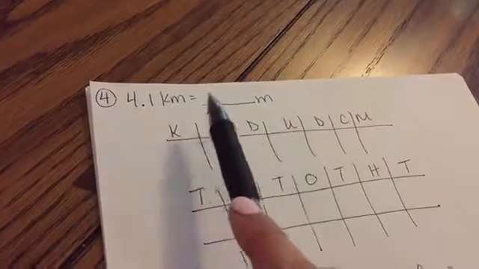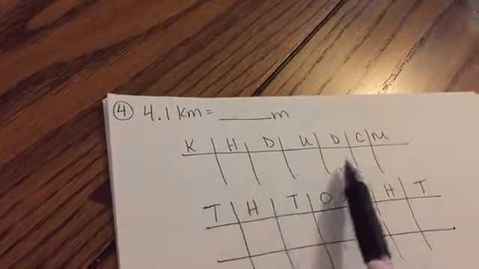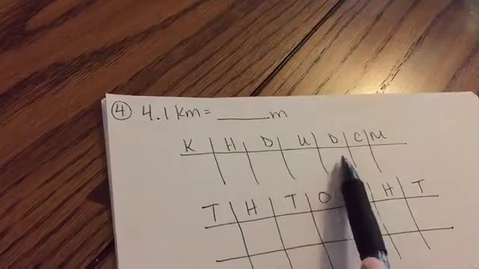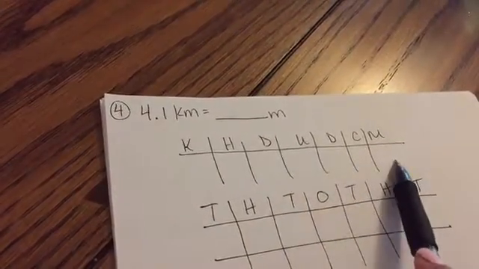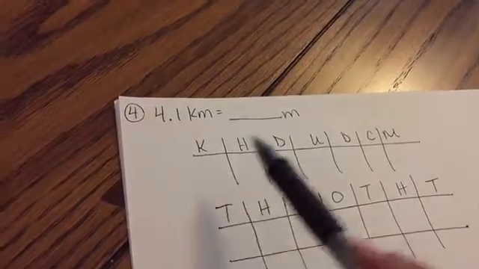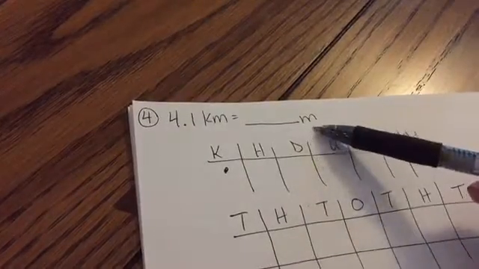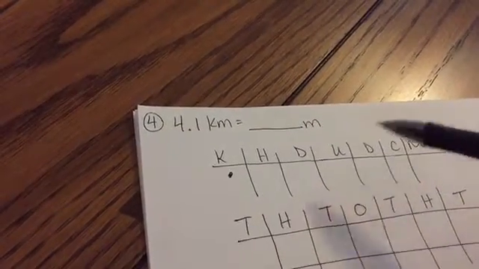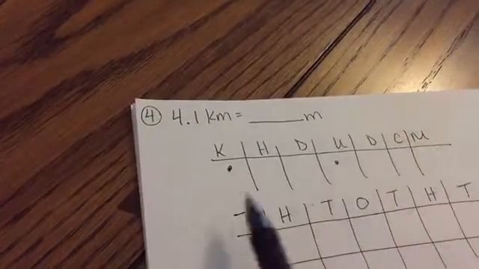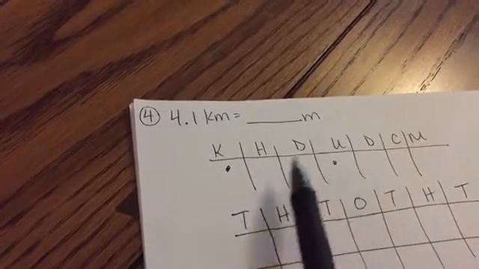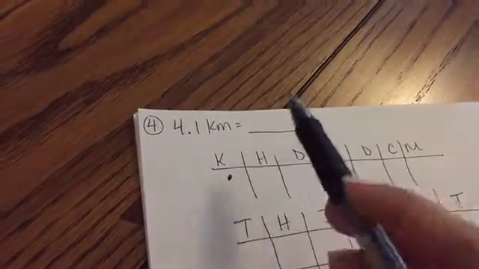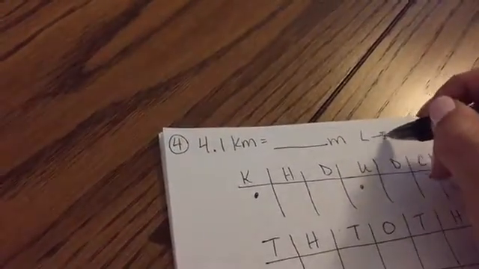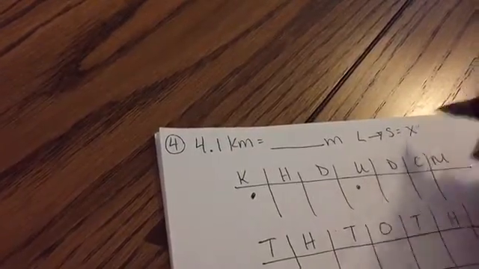from small to large? So on the King Henry chart, King Henry doesn't usually drink chocolate milk, kilo, hecto, deca, unit, deci, centi, milli. So if they know that this represents the kilometer, and they know that meter, liter, and gram all fall under the unit category, they can see that the K is ahead of the U, which means we're going from large to small. The kilometer is larger than the meter. So when we go from large to small, that means we're going to multiply.